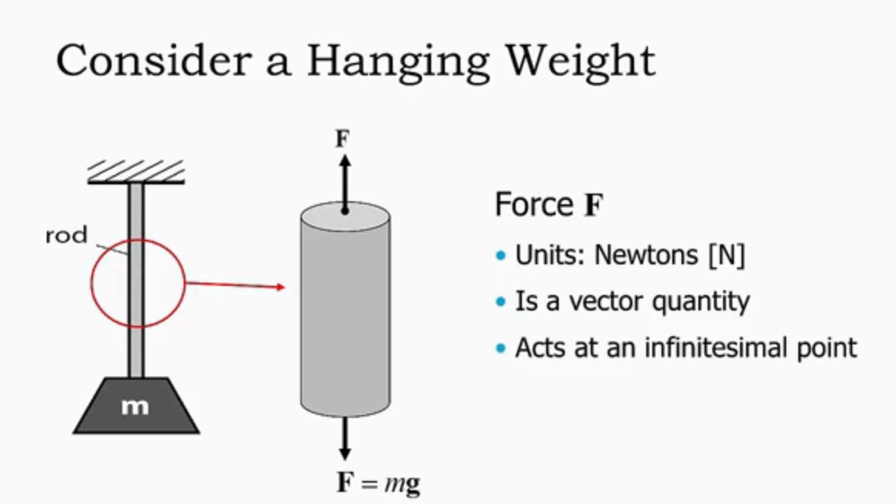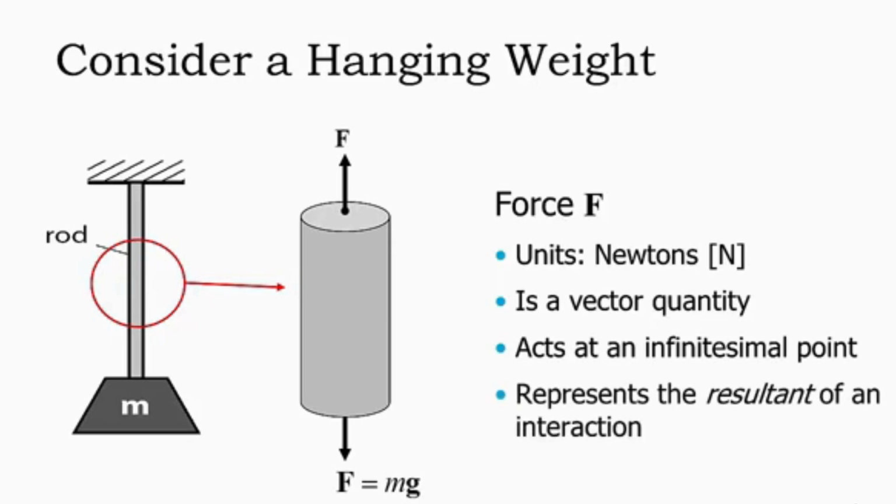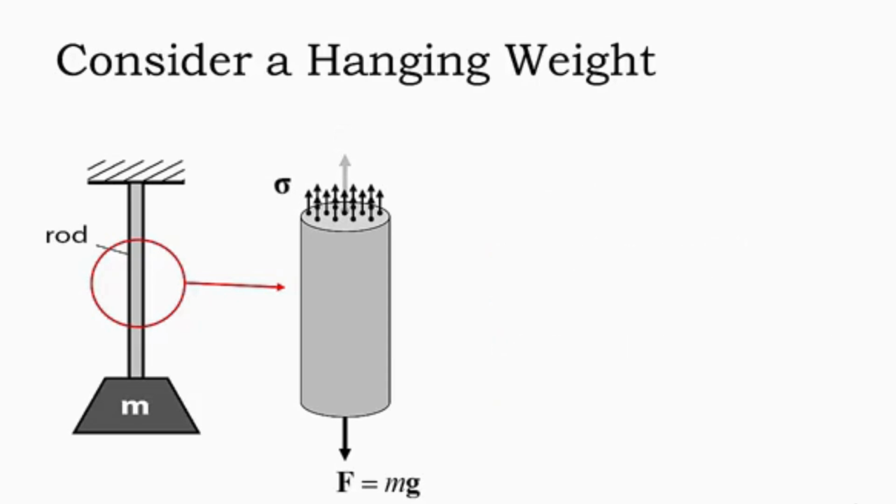We know that it acts at an infinitesimal point, and the force, as all forces, is a resultant of an interaction. In this particular case, the interaction is between the acceleration due to gravity and the mass in the weight. The force is also a resultant of another interaction, and that is what is actually happening on that cross-sectional surface. We know that it is physically impossible for us to have a force acting at an infinitesimal point. In reality, that force will be distributed over that cross-sectional area. We will call this distributed force stress and denote it by the Greek letter sigma. We also know that if we integrate that stress over that cross-sectional area, we get exactly the resultant force.